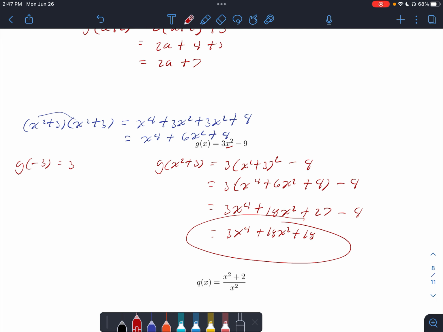That'll be 3 times negative 3 squared minus 9, or 3 times 9 minus 9, or 27 minus 9, which is 18.